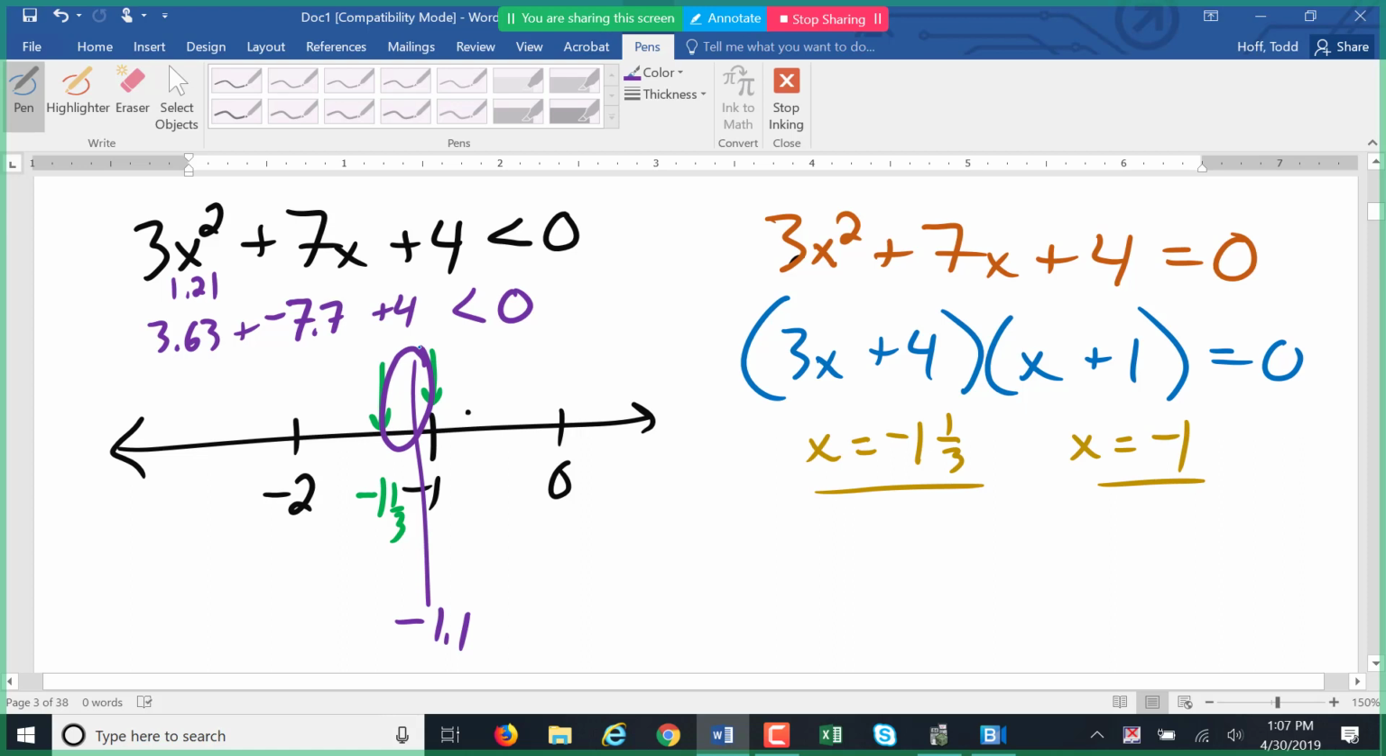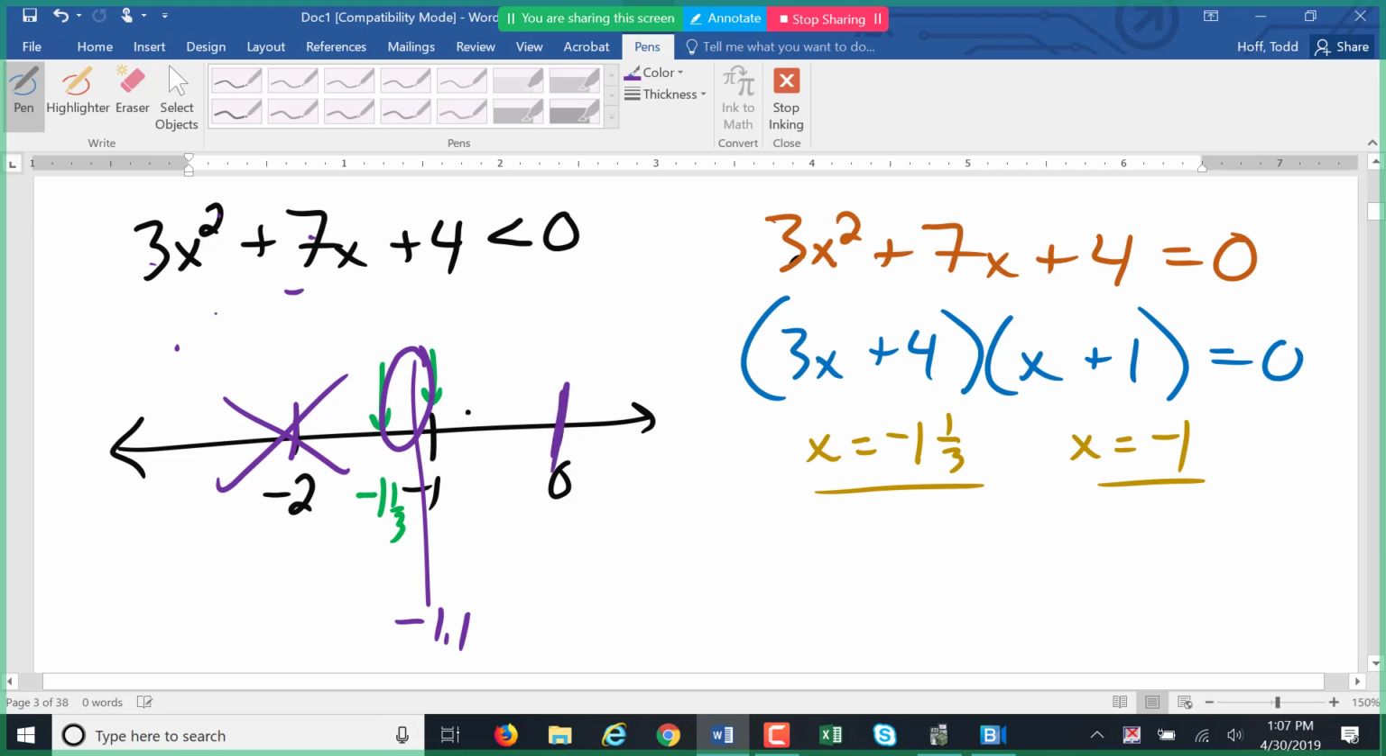Now we have to verify to make sure it's not true outside of those boundary values. We can use negative 2 out here. Negative 2 squared is 4. 3 times 4 is 12. 7 times negative 2 is negative 14. 12 plus negative 14 is negative 2, plus 4 is positive 2. That is not less than 0.